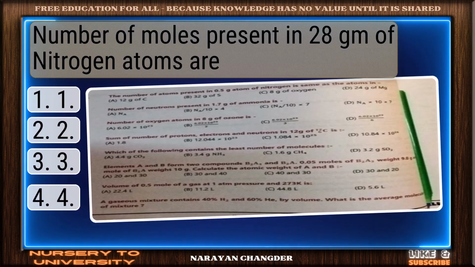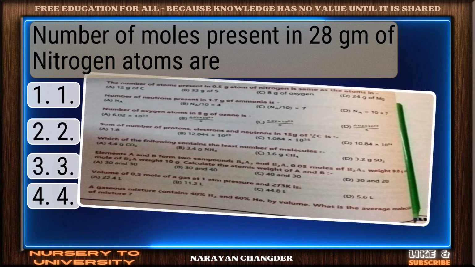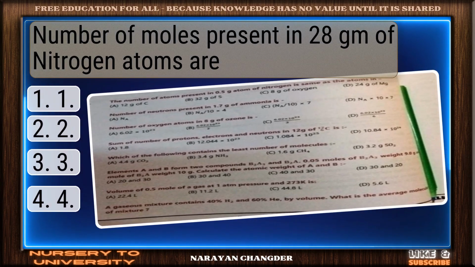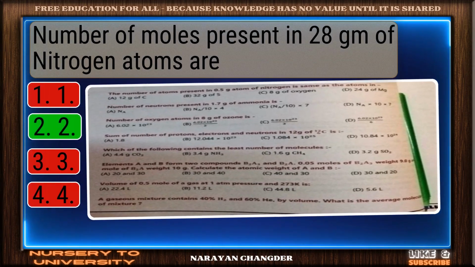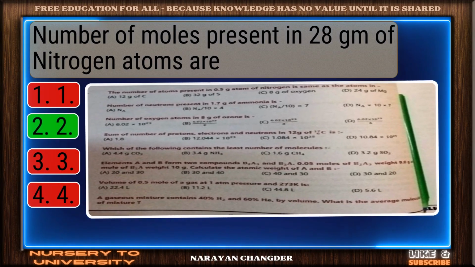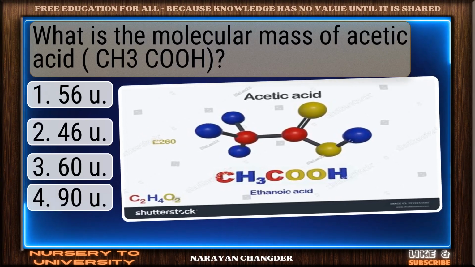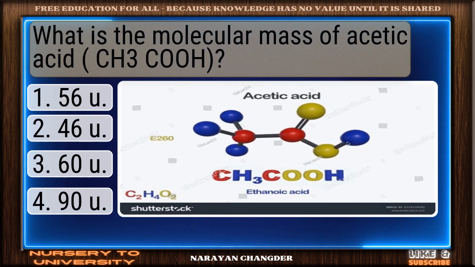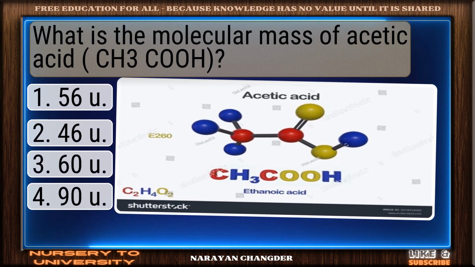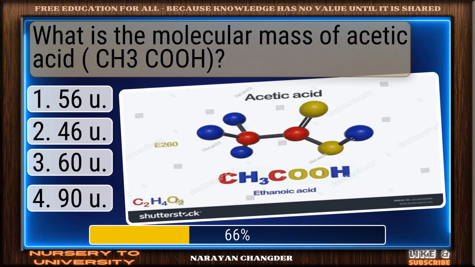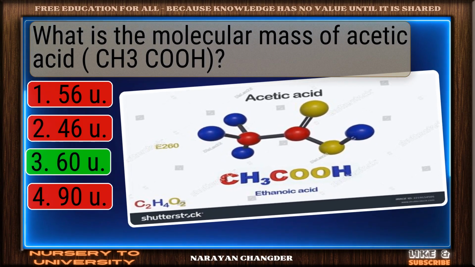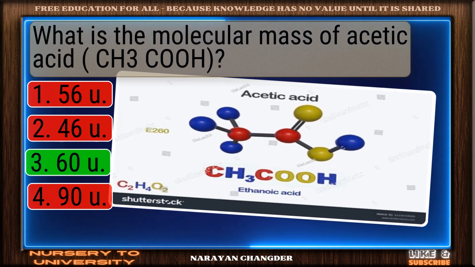Question number 120. Number of moles present in 28 grams of nitrogen atoms are. Perfect. 2 is the correct choice. Question number 121. What is the molecular mass of acetic acid? Solid response. 60 u is a valid choice.